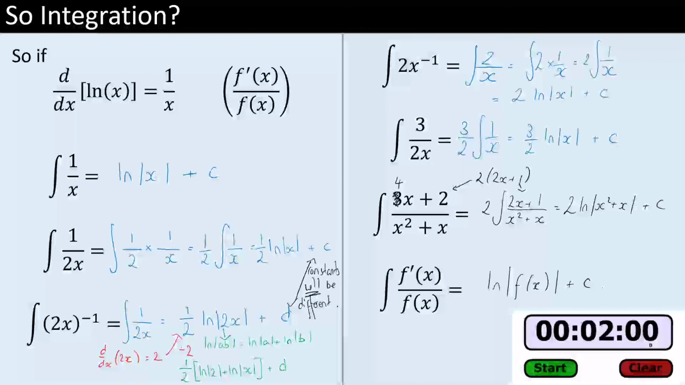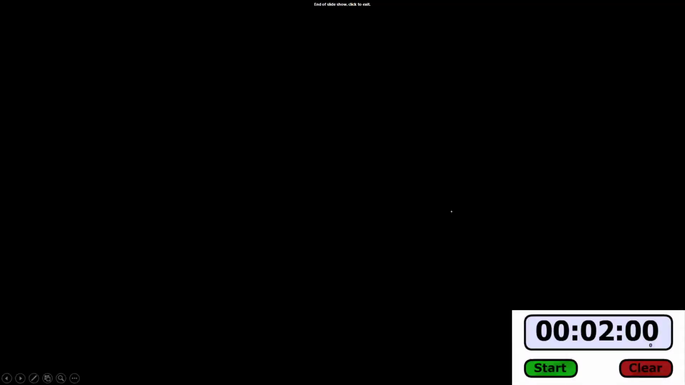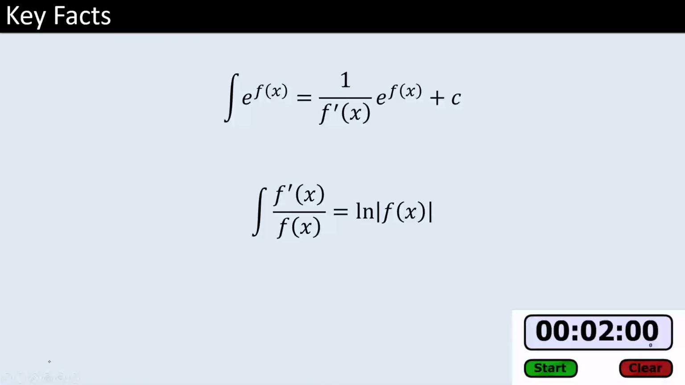Okay, and these are the key things that we're looking to take away from today. If we integrate an exponential function, we get 1 over the derivative of the power, the original exponential function as we had it, plus a constant of integration. And if we have the derivative on top of the original function, that becomes a logarithm plus our constant of integration.